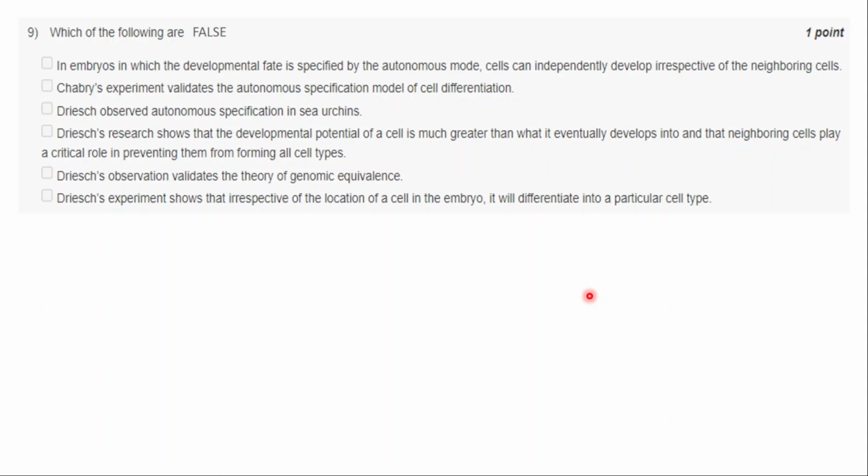In embryos in which developmental fate is specified by autonomous mode, cells can independently develop irrespective of the neighboring cells. Chabri's experiment validates the autonomous specification model of cell differentiation. Driesch observed autonomous specification in sea urchins. Driesch's research shows that the developmental potential of a cell is much greater than what it eventually develops into, and that neighboring cells play a critical role in preventing them from forming all cell types. And the fifth statement, Driesch's observation validates the theory of genomic equivalence. And Driesch's experiment shows that irrespective of the location of a cell in the embryo, it will differentiate into a particular cell type.